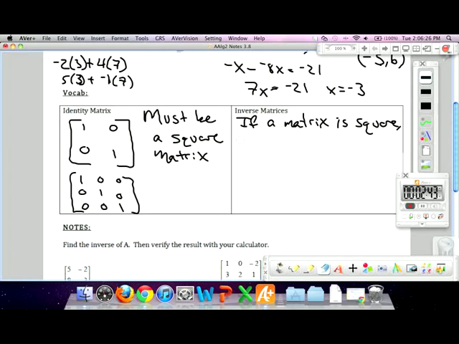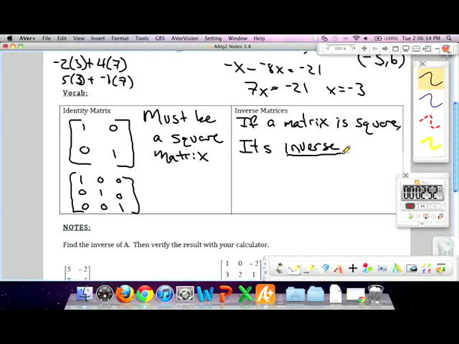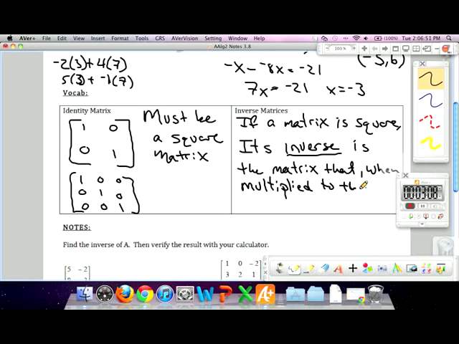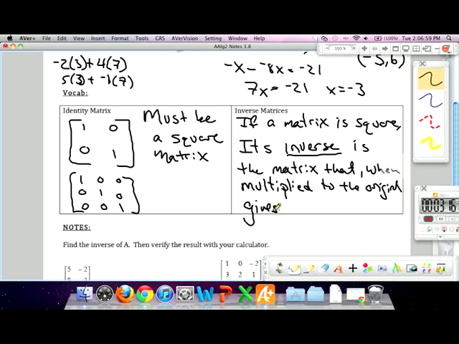If a matrix is square, its inverse is the matrix that when multiplied to the original gives you the identity matrix.